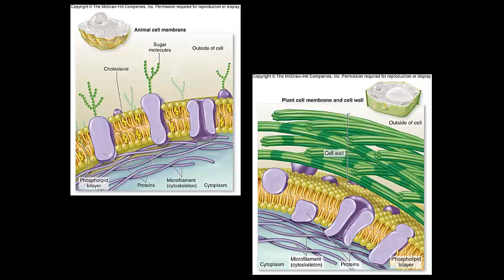So these images illustrate the difference between the cell membrane of an animal and a plant cell. You can see that both of them have a phospholipid bilayer, but only the animal cell actually has cholesterol to provide strength and structure to the membrane, as well as sugar molecules attached to the proteins that are embedded in the fluid mosaic. The plant cell, on the other hand, has neither the cholesterol nor the sugar molecules or carbohydrates attached to the proteins. It does, however, have a cell wall on the outside of the cell membrane.